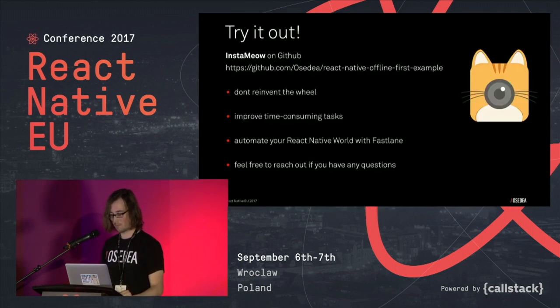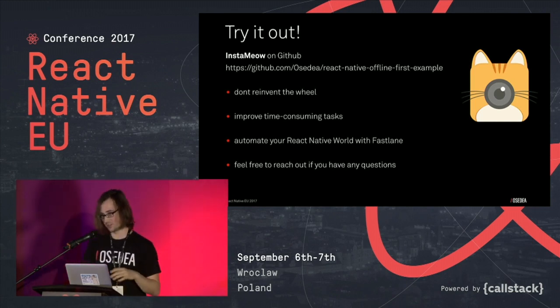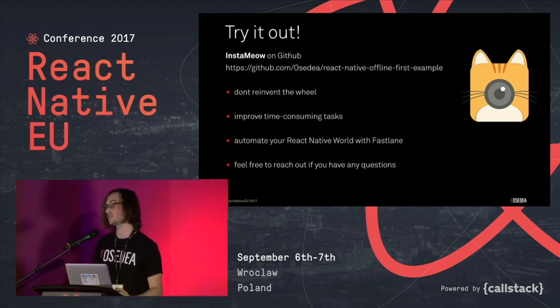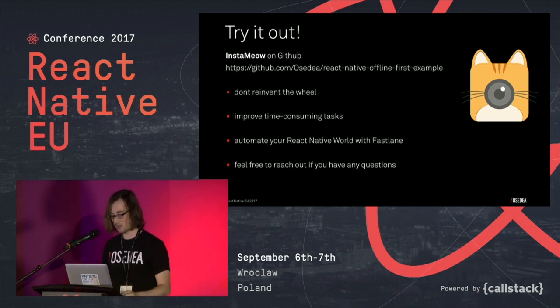So what I suggest is, this is all very theoretical knowledge. If you want to get a grip on Fastlane, you can test it out on our application InstaMeow. It's available open source on our Git repo, React Native offline first example. So yeah, try it out.